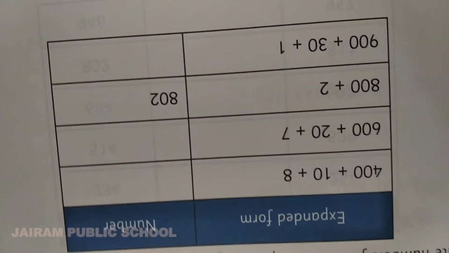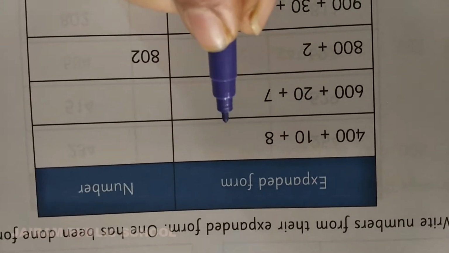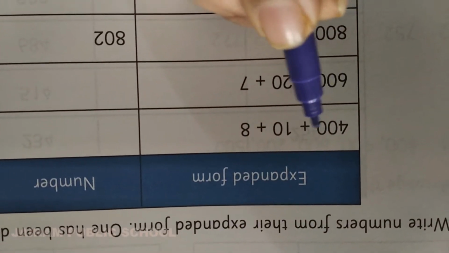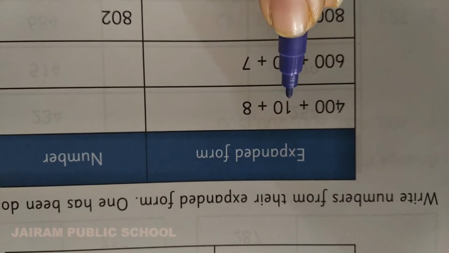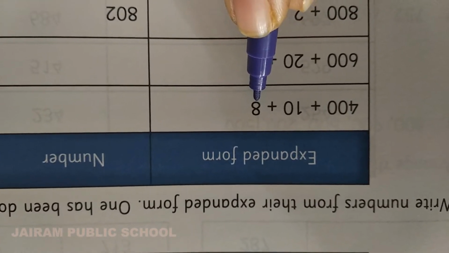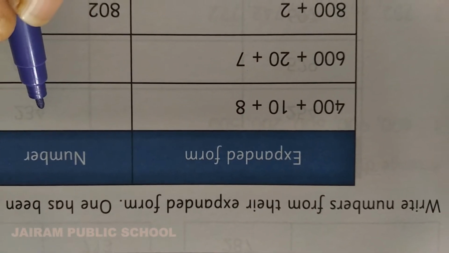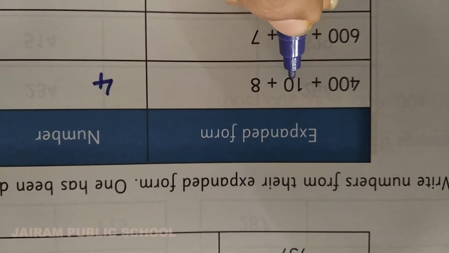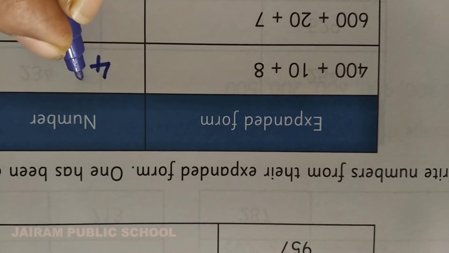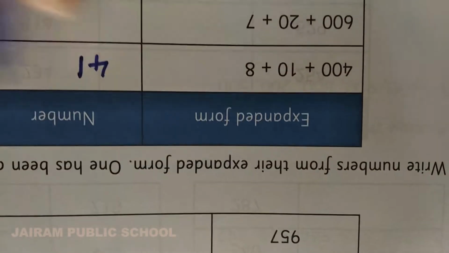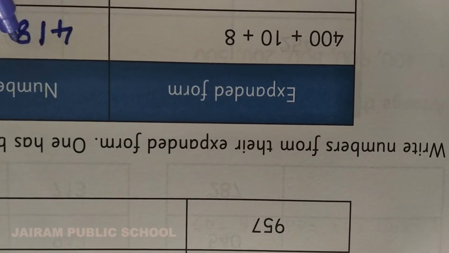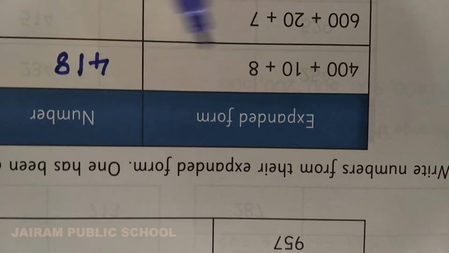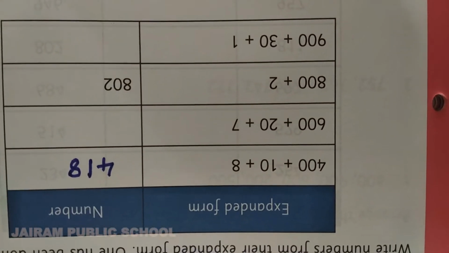So how will you write the number from the expanded form? See here, the first one, 400 plus 10 plus 8 they have given. So you want to write 4, 1, 8. From the expanded form you want to write the number. See, one sum I will show you. 400, you want to write 4, and in 10, in the tens place you want to put 1. And in the ones place what is the number you have? 8. So you want to put 8. So 418 is the answer. Like that you have to complete the remaining sums.